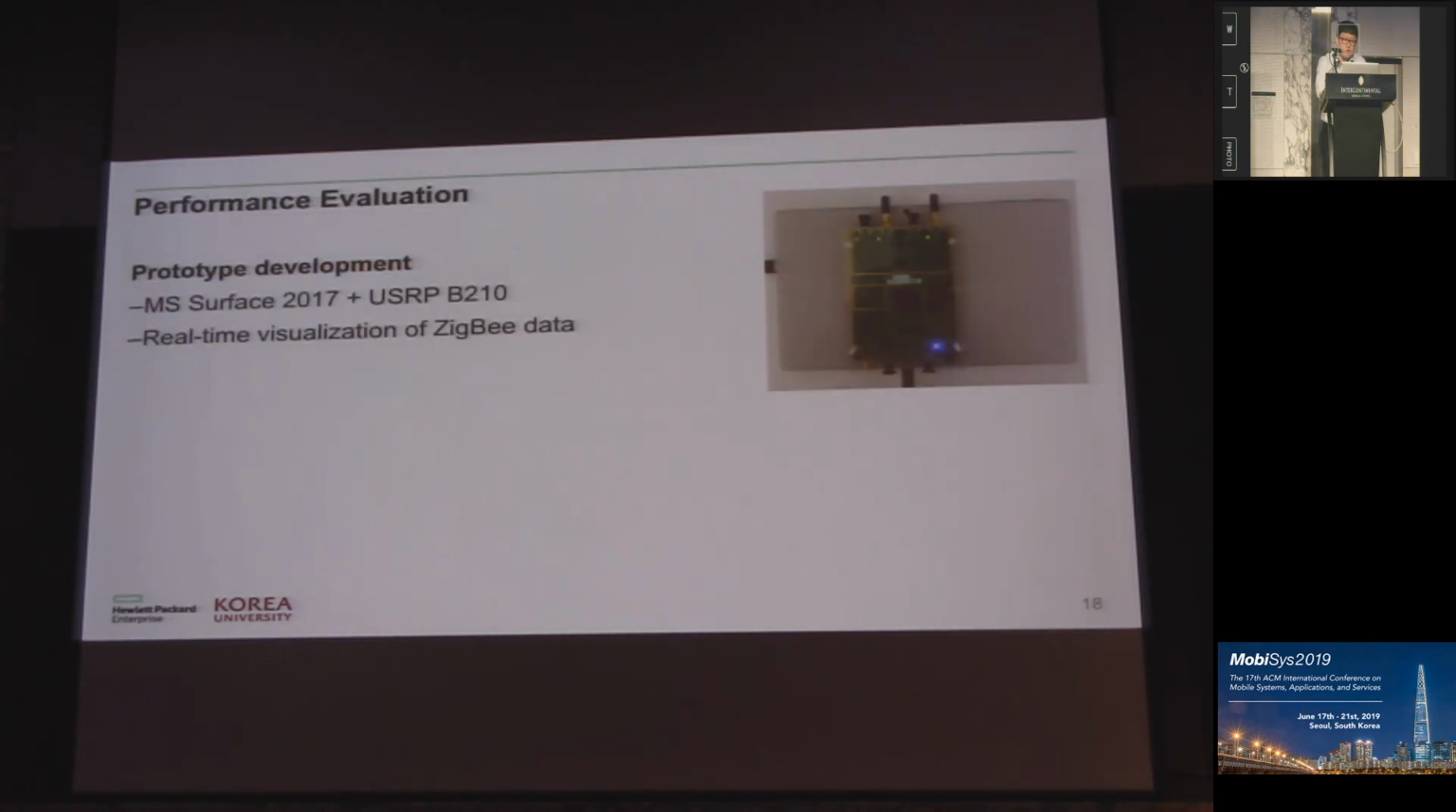Now, I'm going to show the performance evaluation results of BizIoT. For the prototype development, we used the Microsoft Surface 2000 AR device, which has a built-in camera and IMU sensor. We connected the USRP software radio to the Surface, which encodes and decodes GP frames and estimates the phase difference in real time. Also, we implemented the location tracking and visualization algorithm and ran it in real time.